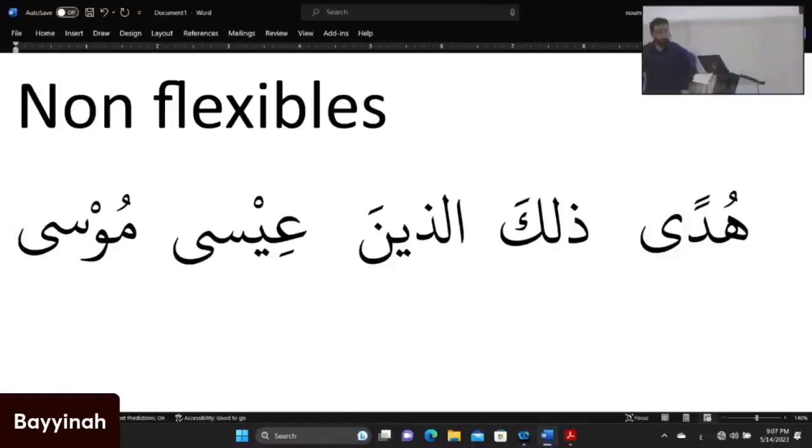What's the first word you see? Hudan. Anyone know what huda means? Okay. We learned there are three ways of saying a word. Muslimun, Musliman, and Muslimin. So I should have three ways of saying hudan. Yeah? It should be hudun, hudan, and hudin.